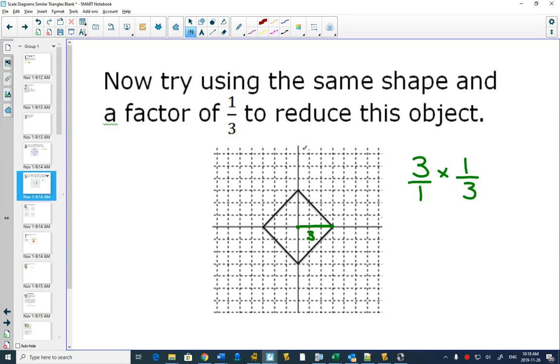3 over 1. For multiplying fractions, do we need a common denominator? No. What's the rule for multiplying fractions? Multiply tops, multiply the bottoms. 3 times 1, 3. 1 times 3, 3. Can you reduce that? No. 3 divided by 3 is 1. So our new length is only going to be 1. And the same thing in this direction, only 1, only 1, only 1. And there we have a reduction by a scale factor of 1/3.